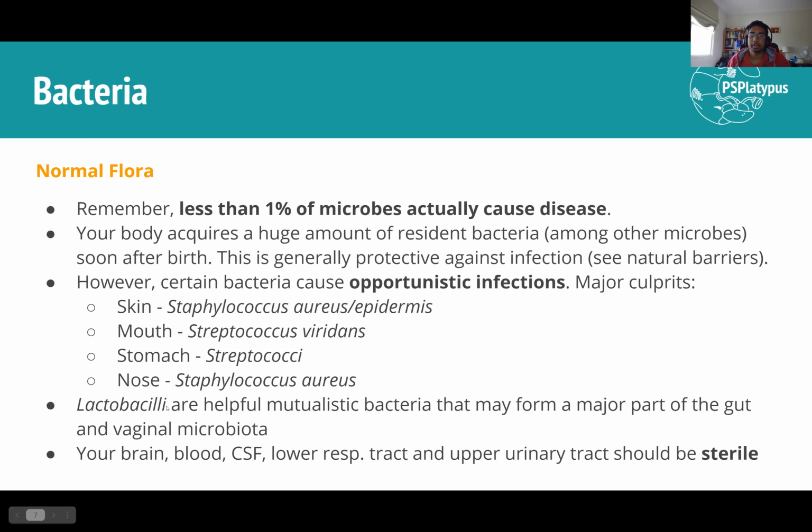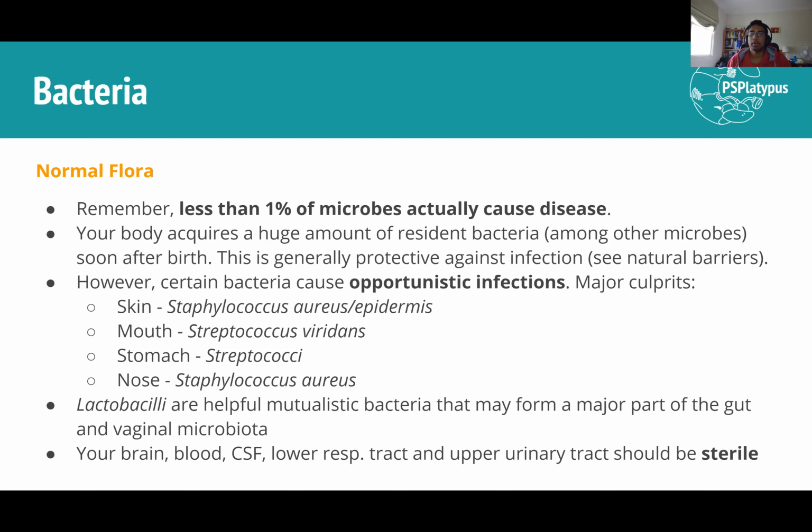There's a particular bacteria that I've highlighted there. So these are lactobacilli, and they're a particularly helpful mutualistic bacteria. They often make up a large part of the bacteria in the gut and the vagina. And the presence of a lot of this type of bacteria is generally protective against other infections. So you want to have more of the good bacteria and less of the bad bacteria. And so you'll often see a lot of probiotics, which include lactobacilli.